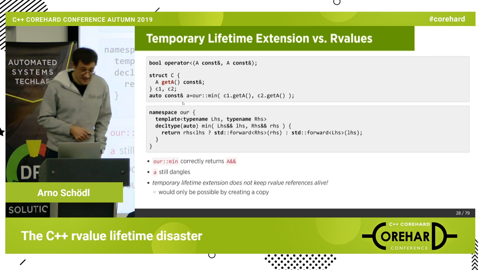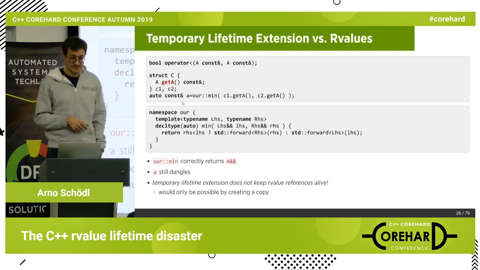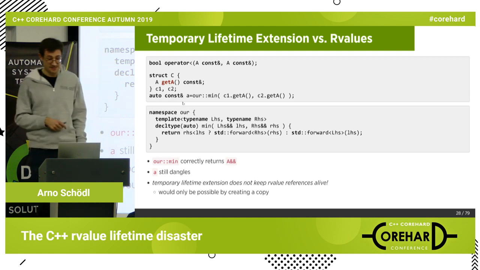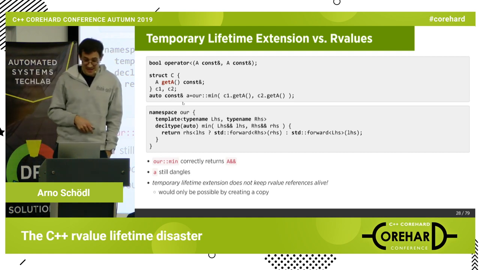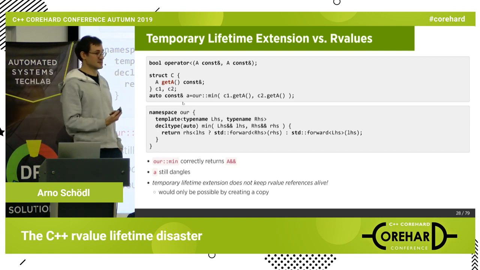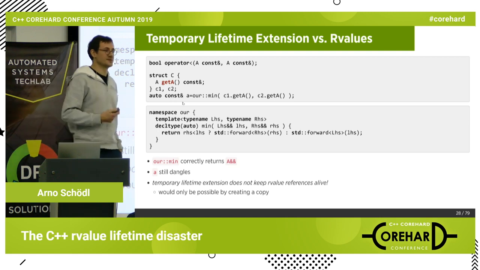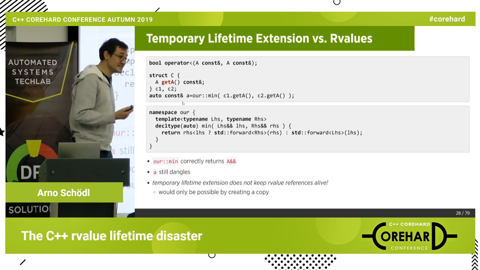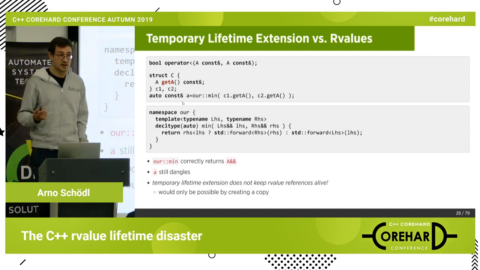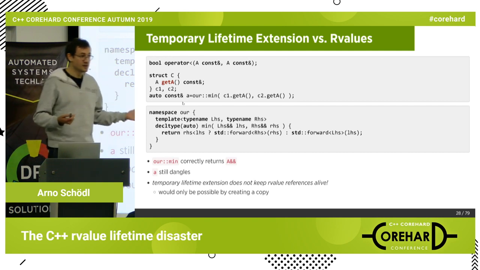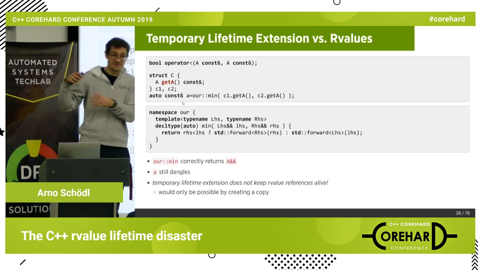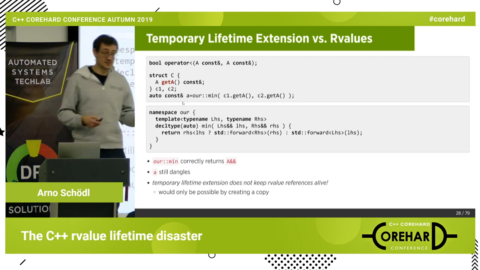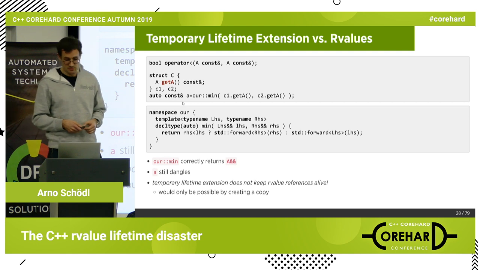The problem is A still dangles. Why? And here we are getting closer to the problems of C++. The temporary lifetime extension actually doesn't keep rvalue references alive. It does it for values, but for rvalue references, it doesn't do it. And it's very easy to turn a value into an rvalue reference. I mean, you just apply a std::move, for example. If you just write std::move, then suddenly the value has been turned into an rvalue reference. And then your temporary lifetime extension doesn't do it anymore.